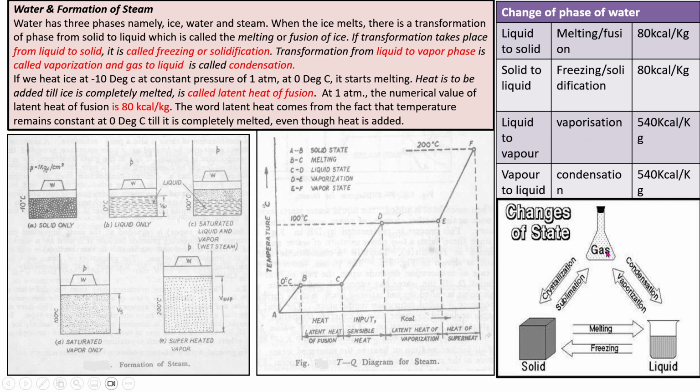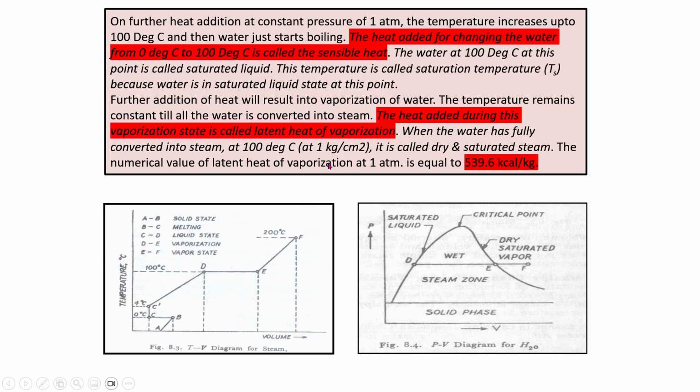Liquid to vapor is called vaporization. The latent heat required, from D to E, has a value of 540 kilocalorie per kg. And then from gas to liquid, coming back, it is called condensation. At that time 540 kilocalorie per kg of steam needs to be taken out, then gas will convert to liquid. Next is this.